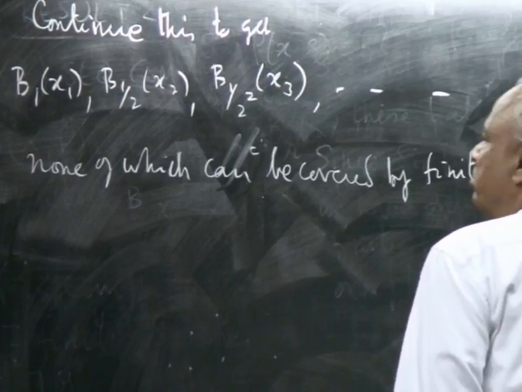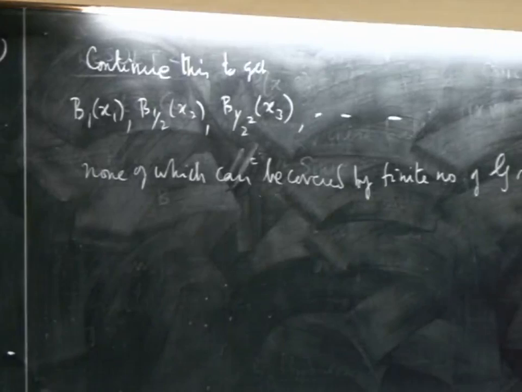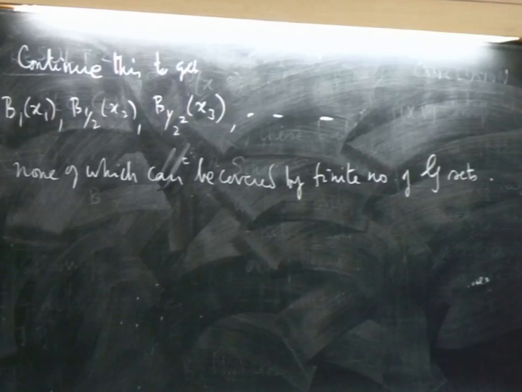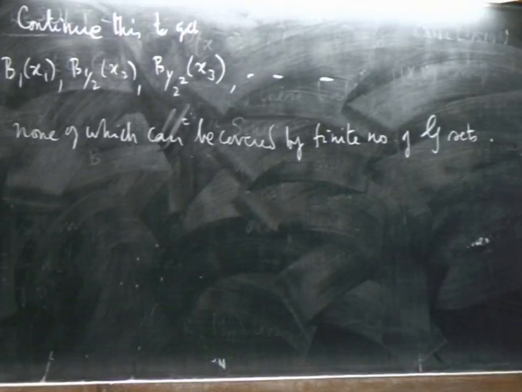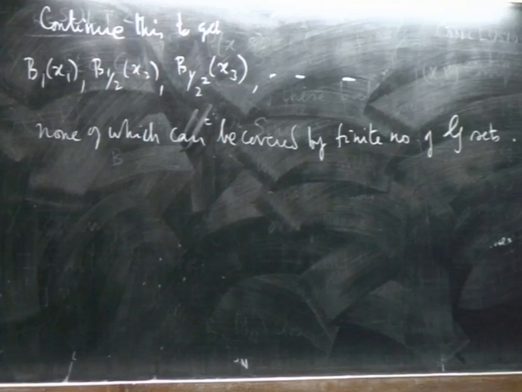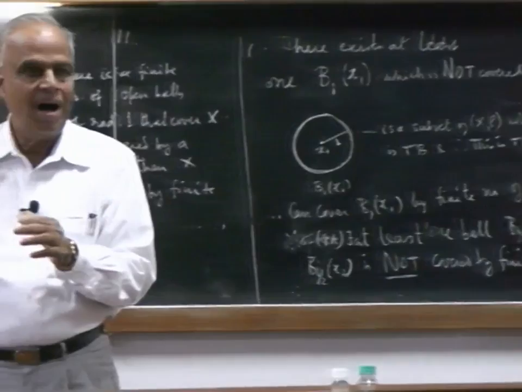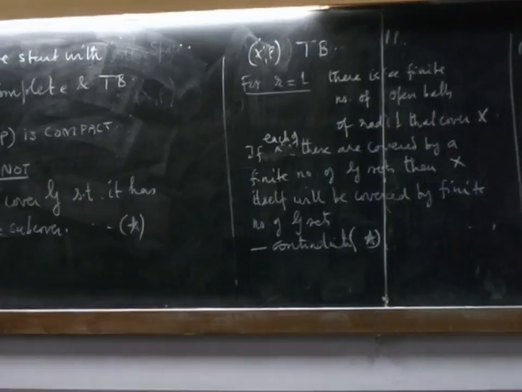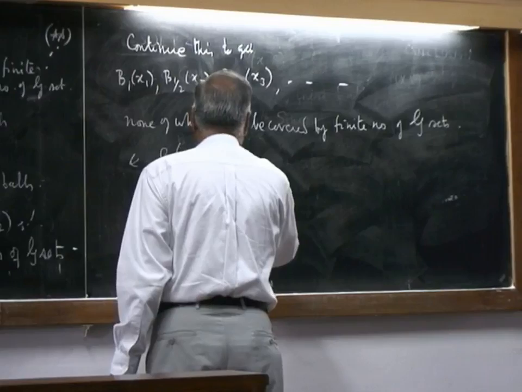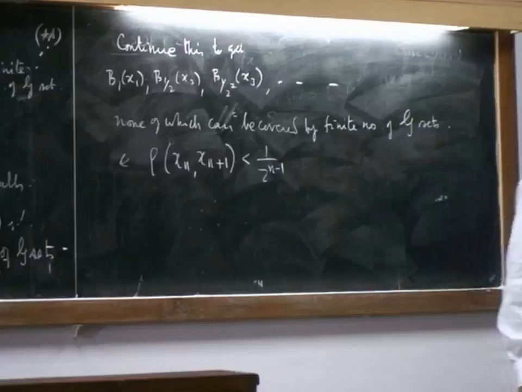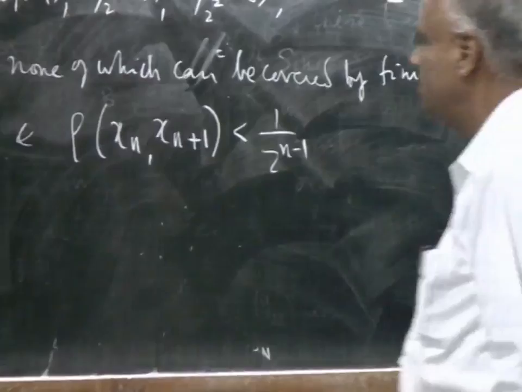Okay. That is the first thing that we have constructed, these balls. We reduced the radii and made sure that they are not covered by a finite number of G sets. Right. Now, what is the distance between x1 and x2? X1 and x2 will be less than 1. The distance between x2 and x3 will be less than half. X3 and x4 will be less than half squared. We have the distance between xn and xn plus 1 is less than 1 over 2 to the power of n minus 1. Now, this is all we have constructed. Now, yes, we get xn is a Cauchy sequence.